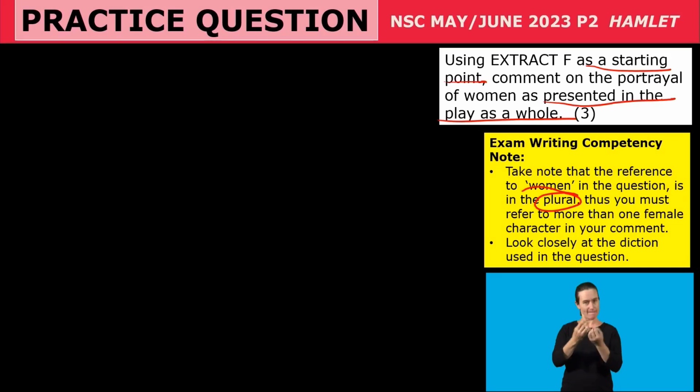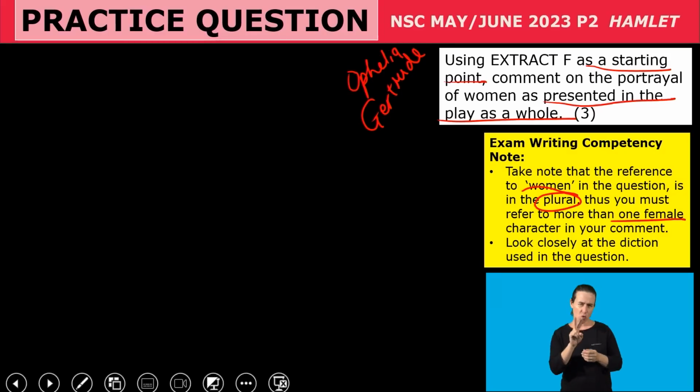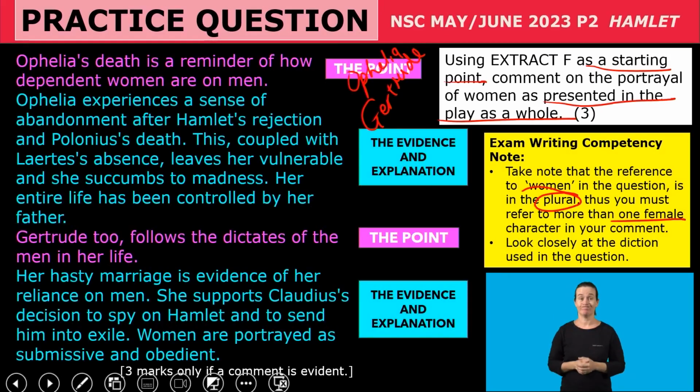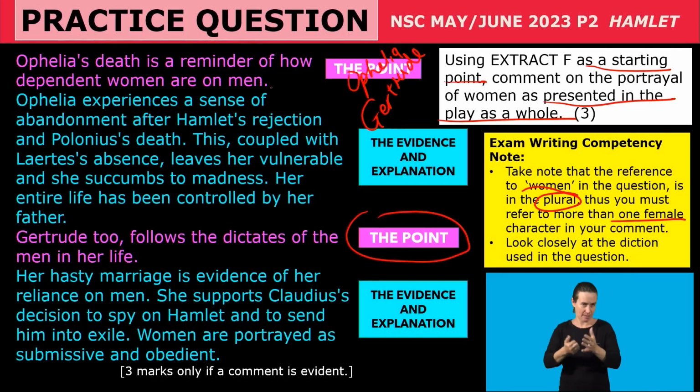There are two female characters within this play, and they are Ophelia and Gertrude. So for our answer, we must refer to both. Thus you must refer to more than one female character in your comment. Look closely at the diction used within the question. So, Ophelia's death is a reminder of how dependent women are on men. So this is a point. So now we are explaining Ophelia, right?